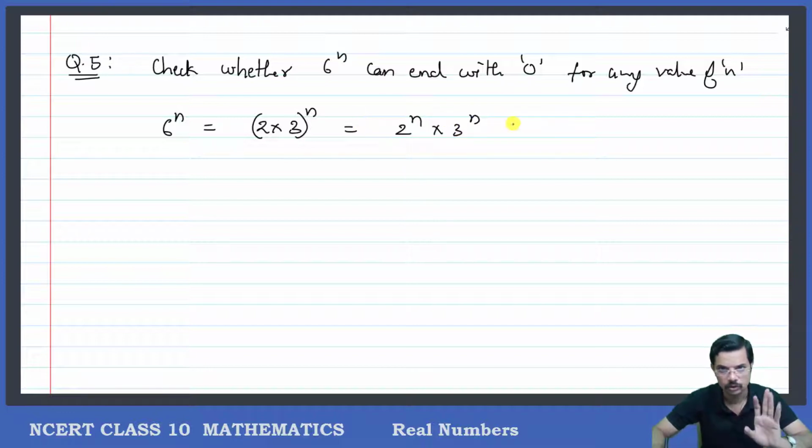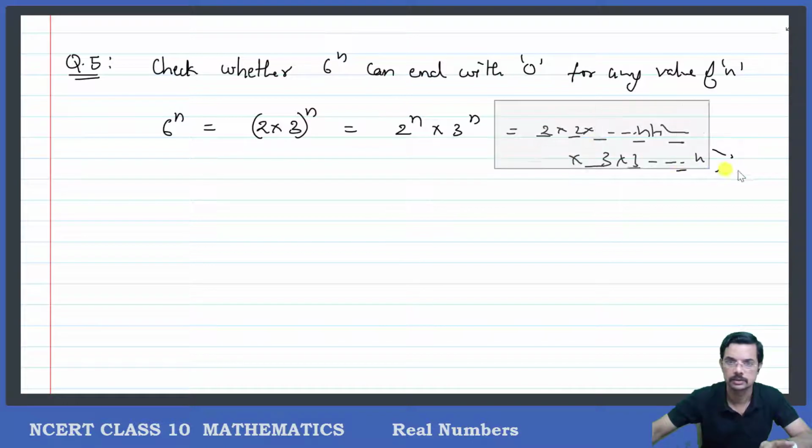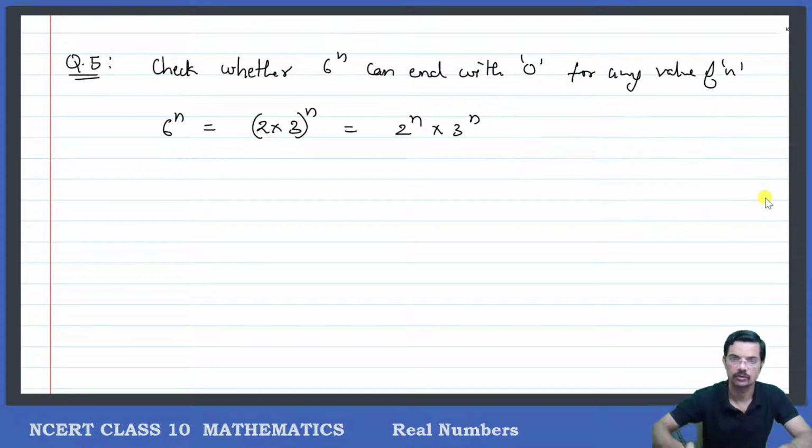Okay, so it will be something like 2 into 2 into 2 n times and into 3 into 3 into 3 n times. So which are the prime factors that are involved in this number? Okay, so we can say that, see, I can erase this part. This is not needed. I just wrote this for explanation.